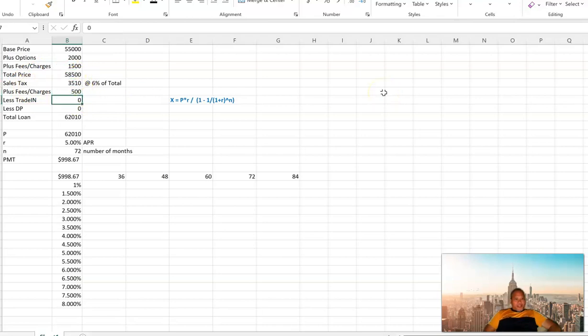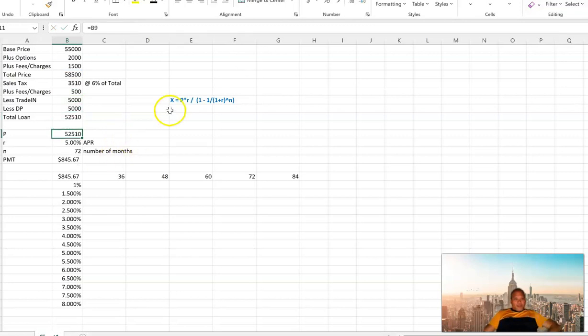So let us assume that the person is going to trade in his old car for, say, $5,000, and he will put a down payment of another $5,000. That means the total amount that he has to finance is the total price, plus the sales tax, plus the fees, minus the trade-in that he's putting in, and then the down payment. So that's his total loan.